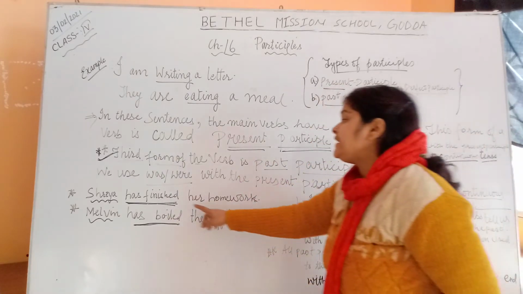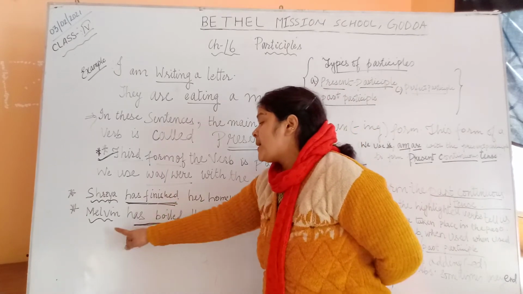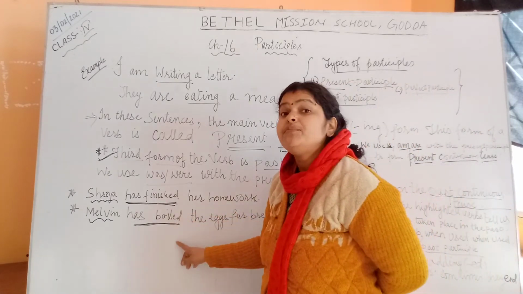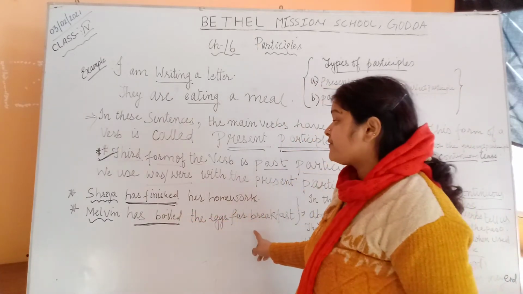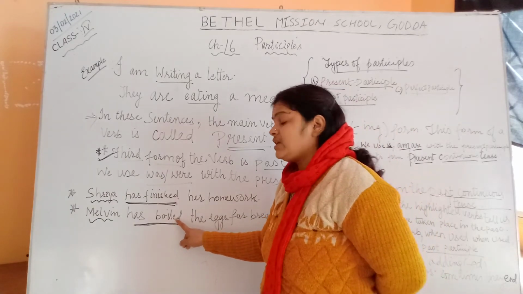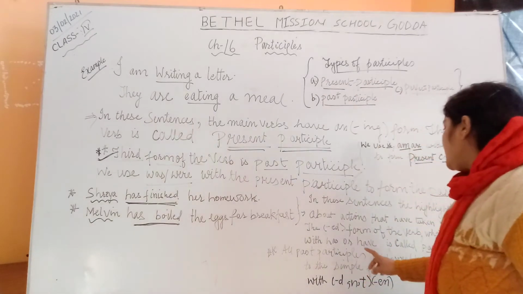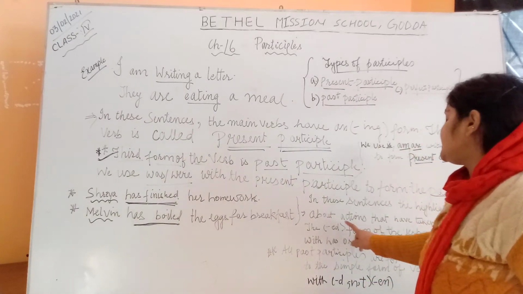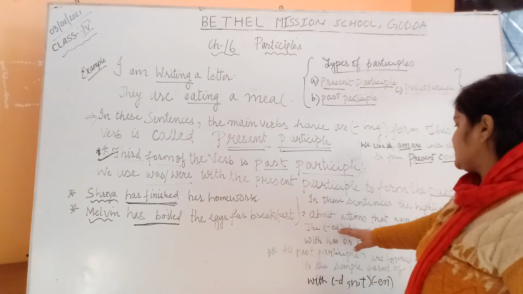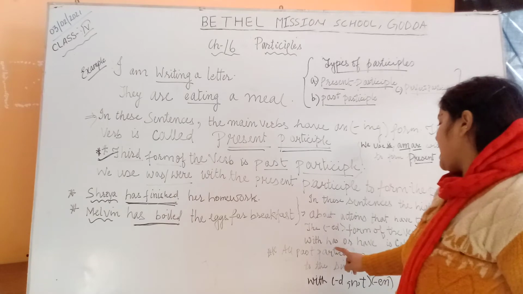Okay? And ed is used with the verb. Melvin has boiled the eggs for breakfast. Melvin has already boiled the eggs for breakfast in the past time. And the verb is made with the ed. Ed is being added to the verb. So, these actions have already taken place in the past time, and ed is added to the verb when used with has or have.